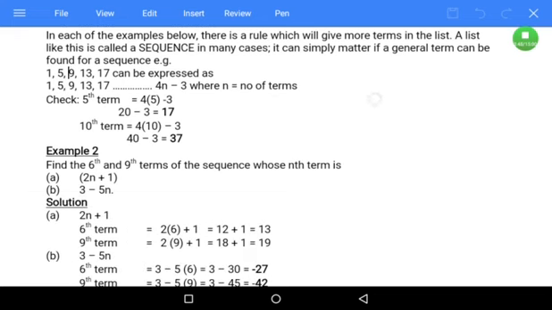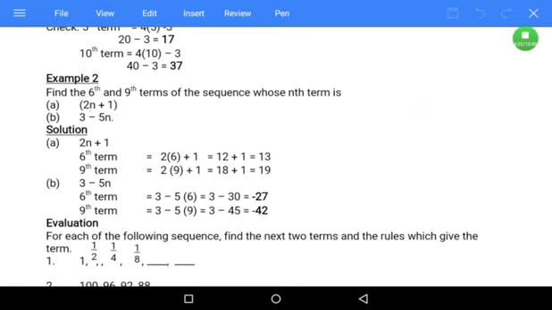Example 2 says find the 6th and 9th terms of the sequence whose nth term is A, 2n plus 1, and B, 3 minus 5n. How do we get the term of the sequence given the nth term? We only need to slot 1, 2, 3, 4, 5, 6 as numbers inside the given formula to get the term we require. For instance, if you are asked to get the 5th term, slot n to be 5. If you are asked to get the 6th term, you slot n to be 6. Now to get the 9th term, slot n to be what?